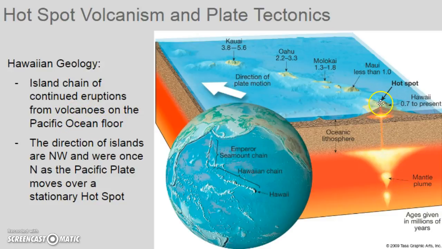That's where these islands actually form from. So when we look at it from a larger scale, you can see the Emperor Seamount chains. These were just ancient Hawaiian islands that today are just below sea level. This entire Seamount and Hawaiian chain system is indicative of, or telling you, the direction in which the Pacific plate was migrating over this hotspot. So the direction of the islands is northwest today, right? But they were once north as the Pacific plate moved over the stationary hotspot.